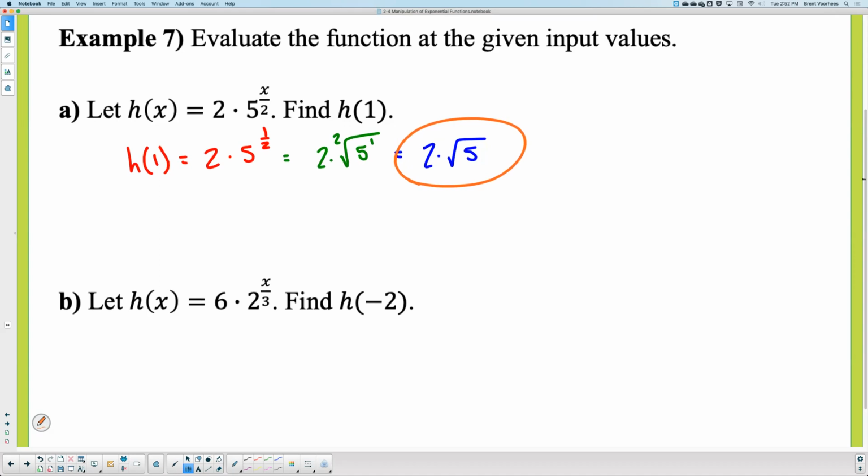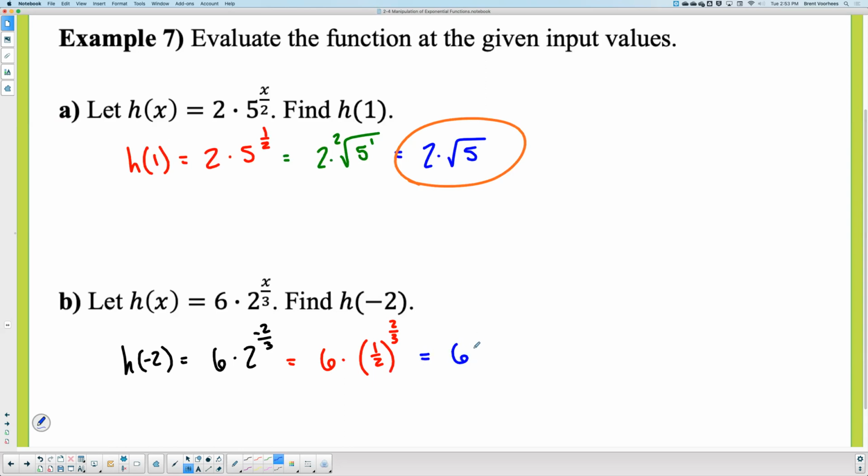And let's do one more here. H of -2. That would be 6 times 2 to the power of -2/3. All right, what can we do with a negative exponent? Do you remember that? You take a reciprocal of the base, so it becomes 6 times 1/2 raised to the 2/3. Now, what do we do with the fraction exponent? We just talked about this.